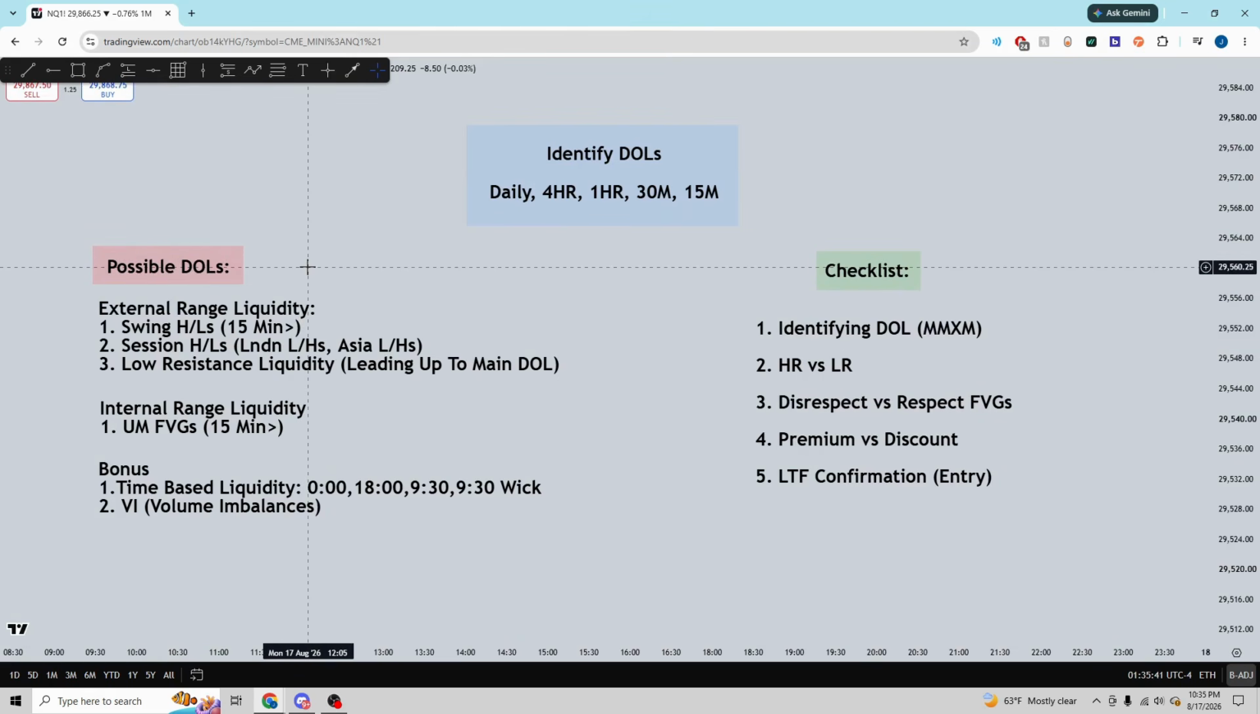A draw on liquidity can be identified as external range liquidity or internal range liquidity, where price will tend to trend towards. For external range liquidity, you want to look for swing highs and lows that are above the 15-minute chart. This will classify it as high time frame liquidity, and this is where the majority of sell or buy stops will be placed.